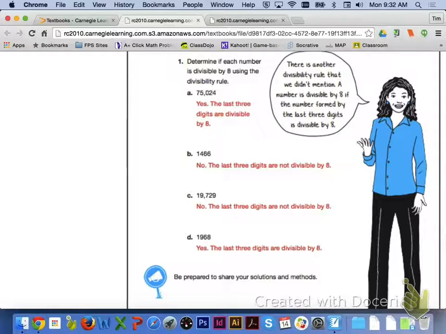If we take a look at letter A, yes, 75,024 is going to be divisible by 8. The last 3 digits, 0, 2, 4, 24, is divisible by 8. For letter B, no, the last 3 digits are not divisible by 8, 466. Same with letter C, 729 is not divisible by 8, so 19,729 is also not divisible by 8. And for letter D, yes, if we look at 968, 8 can go into that number, so 1,968 is divisible by 8.